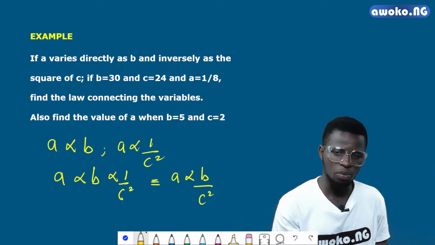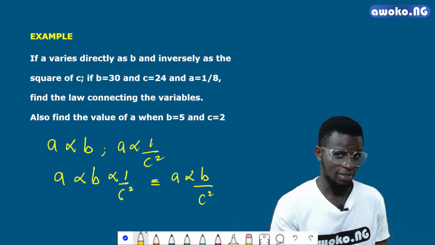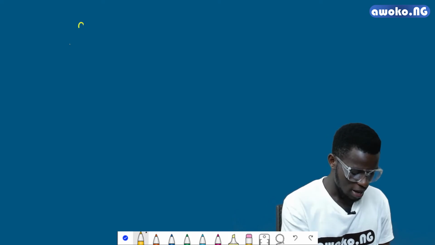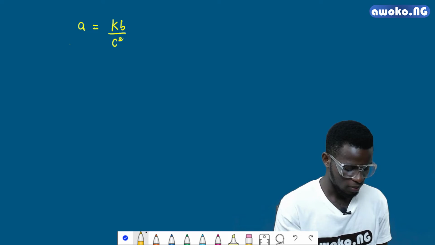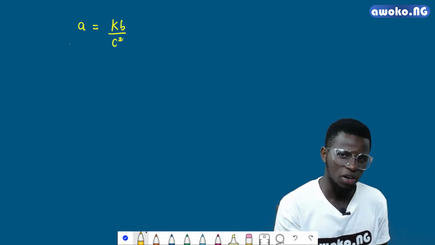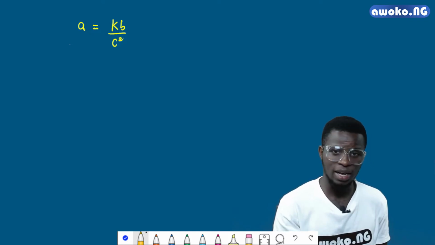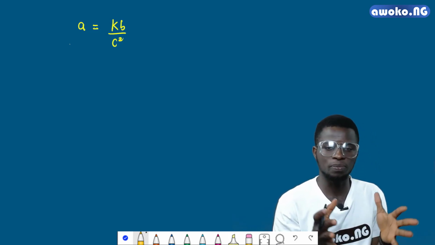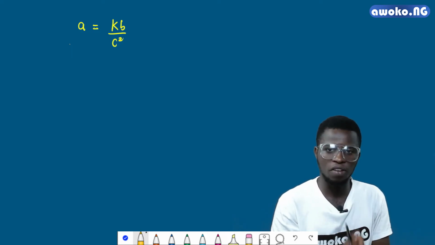Okay, so this is the simplified version of the problem that we've analyzed. All right, so let us now introduce the proportionality constant. If we do that, A will be equal to KB over C squared. Of course, we'd have to find the value of K first before we can solve further. Like I said, the equation connecting the variables would be deduced after obtaining the value of K.